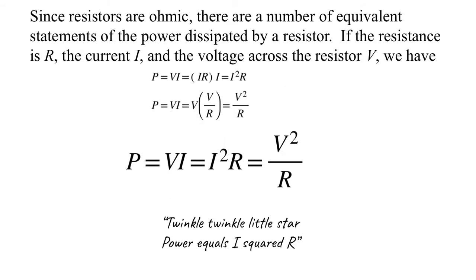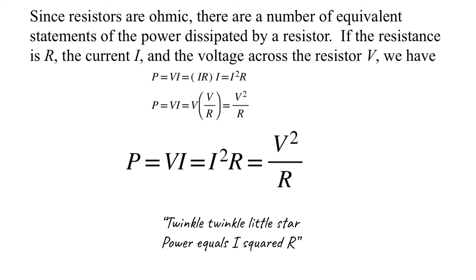Since resistors are ohmic, there are a number of equivalent statements of the power dissipated by a resistor. If the resistance is R, the current I, and the voltage across the resistor is V, then the power is V times I, but V is IR, so we get that the power is I squared R. Or we can go the other way and say the power is VI, but I is V over R, so the power is V squared over R.